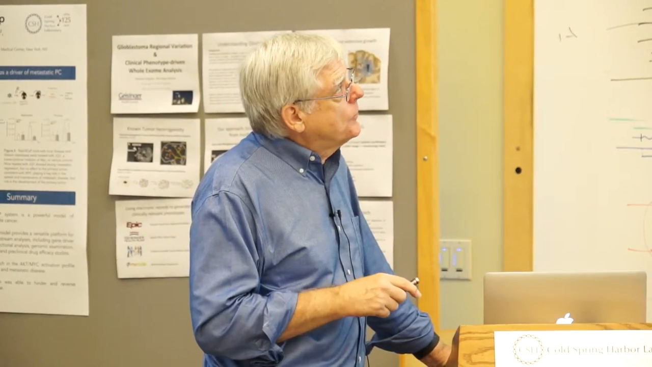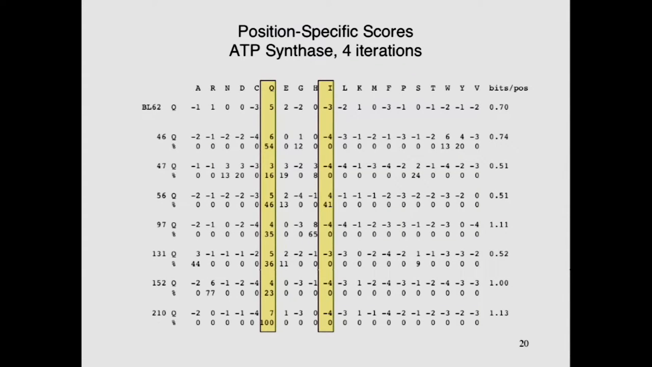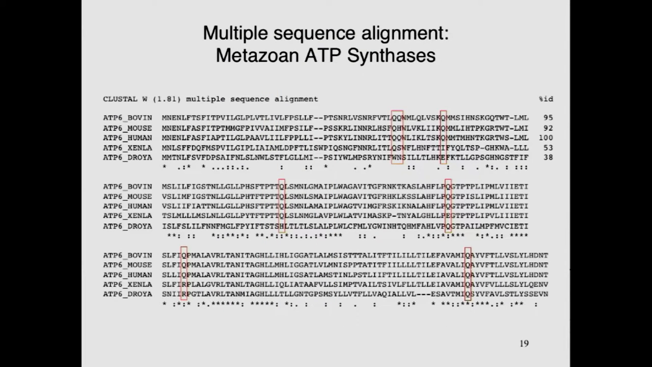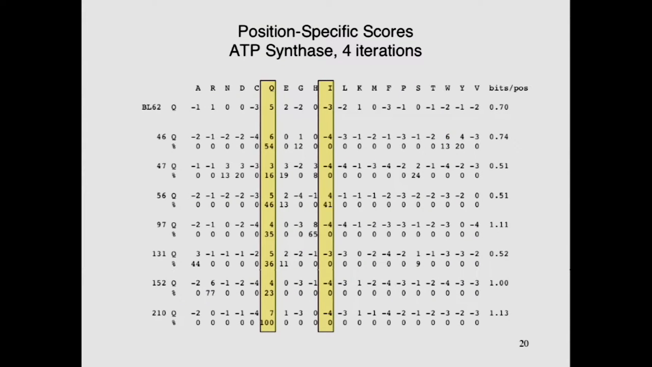So what we want to do is then see what that means as far as building our scoring matrix. So here we are. This is actually the position-specific scores for our ATP synthase after four iterations. And now I'm showing you first of all, what happens with BLOSUM62? So glutamine gets a score of 5 against itself, and it's a minus 3 against isoleucine, because isoleucines are not even a little bit like glutamines. And at position number 46, so we've got these guys, this is 46 and 47. So 46 and 47, it turns out that about half the time we have glutamine there, and then sometimes we have tryptophan and phenylalanine, and there's some other things over here. So these are the frequencies that you have at these different positions, and these are the scores. So we're stronger on glutamine and we're more negative on isoleucine.